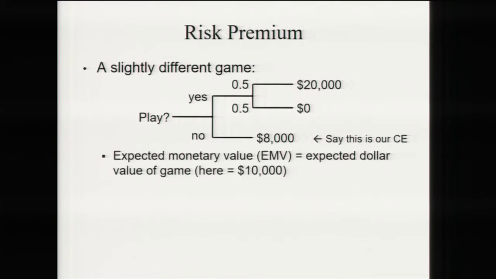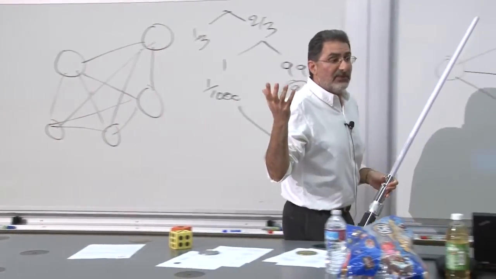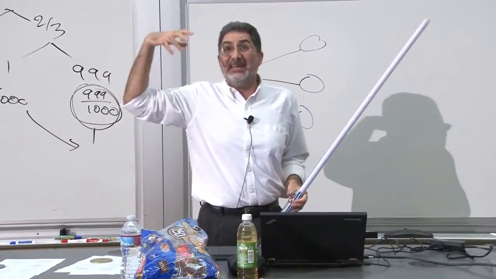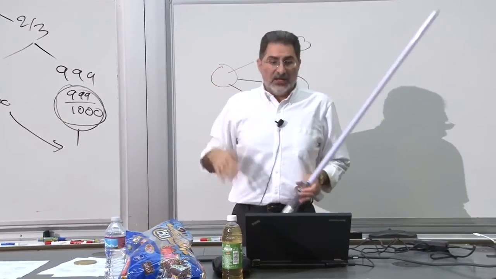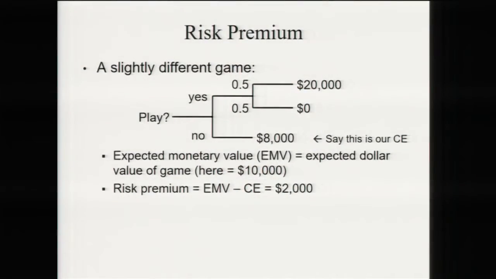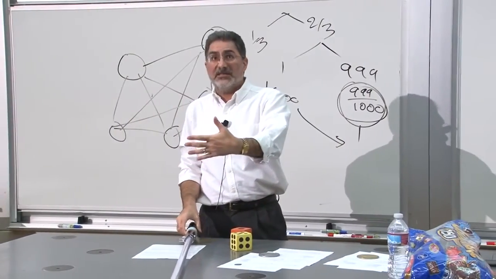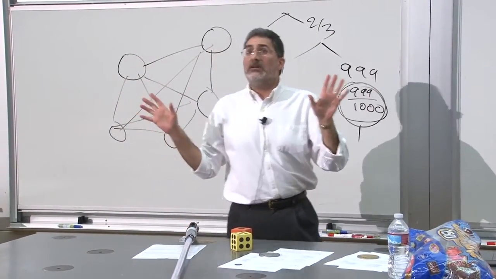The expected monetary value of the game is what we get when we compute that expectation for the game. It's just 50% times 20,000 plus 50% times 0, which gives us 10,000. That's the value of the game in expected value. But our certain equivalent is less than that. So there's actually something called the risk premium. It's how much we are willing to give up in terms of monetary value to avoid uncertainty. So in this case, we're willing to give up $2,000 of potential value just to avoid risk.